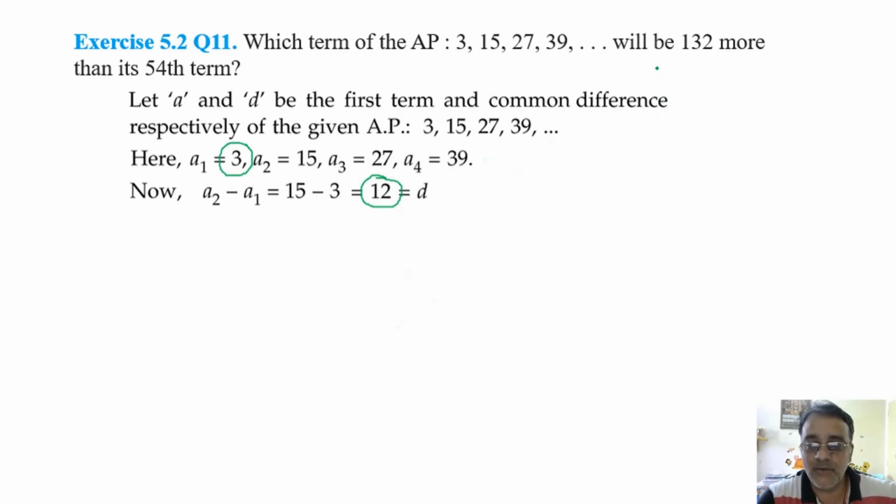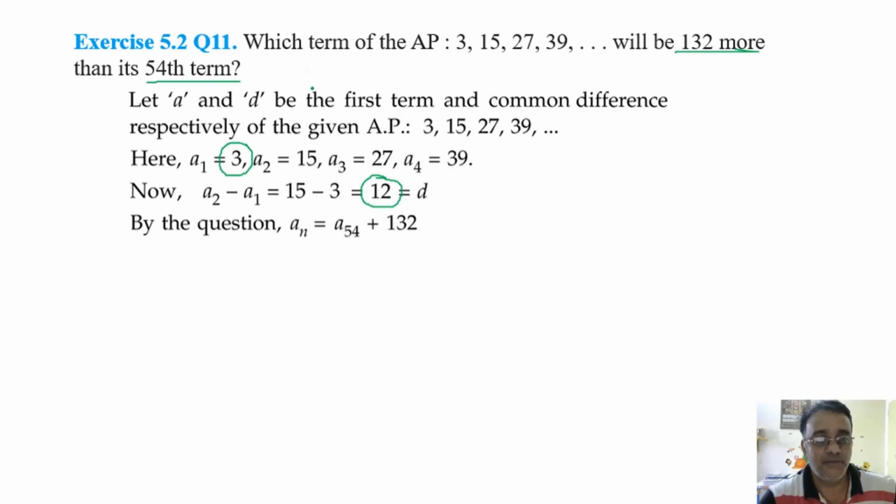Now what is given is that the term is 132 more than its 54th term. So let the nth term be 132 more than its 54th term. How will we write that? an is equal to a54 plus 132. Is this clear?